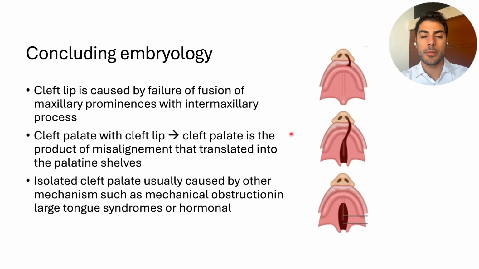So to conclude the embryology part, cleft lip is caused by failure of fusion of the maxillary prominence with the intermaxillary process. So a cleft lip can come with a cleft palate. The cleft palate is a product of a misalignment translated into the palatine shelf. An isolated cleft palate, as we discussed earlier, is caused by another mechanism, such as a mechanical obstruction, where we have a large tongue, for example, or due to hormonal causes.